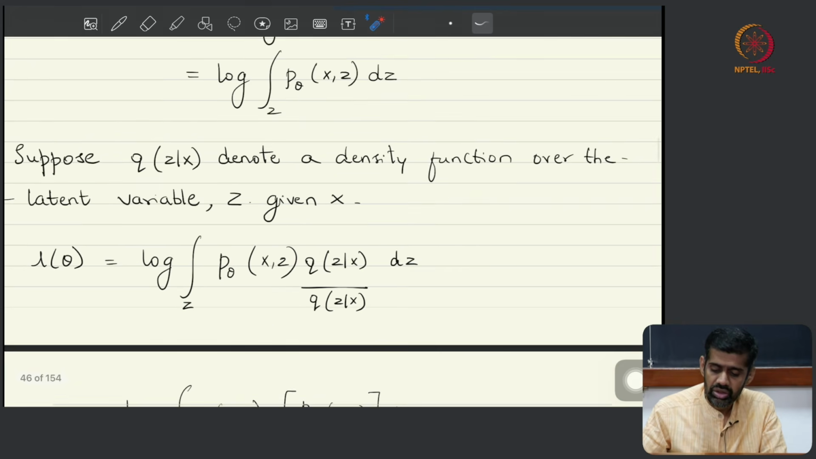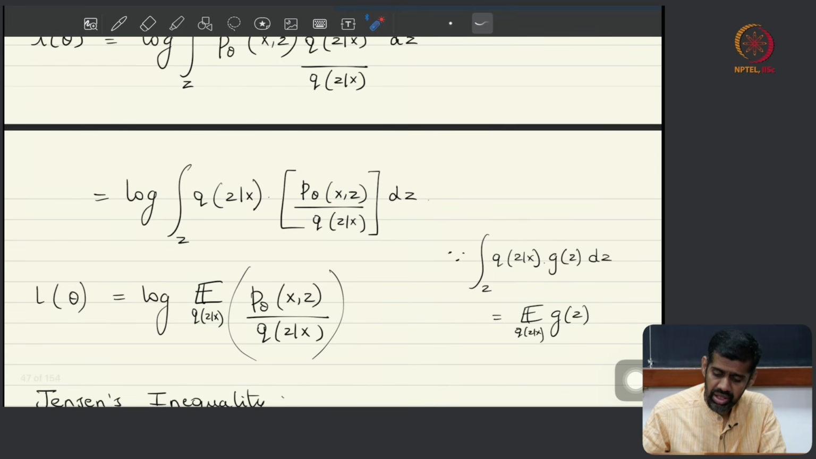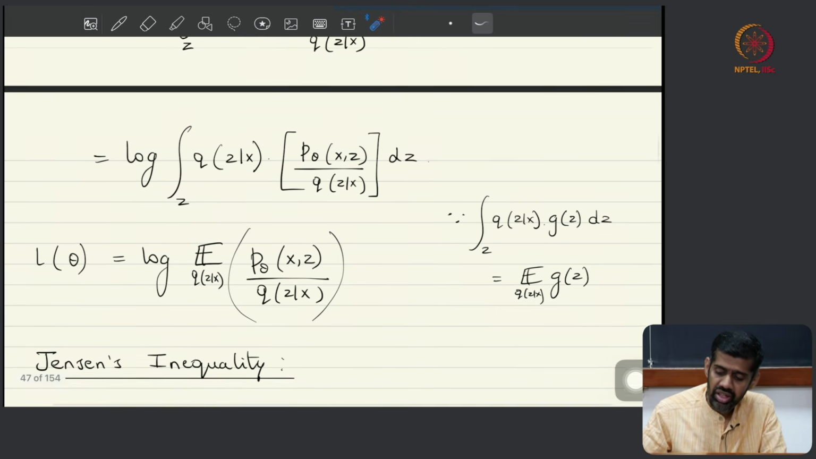Now, our objective is log of integral p theta x and z. Multiply and divide this integral by the density function that you started with. Since it is a density function, all values of it are non-negative, and multiplying and dividing the integrand by it does not change the integral, correct. So, that can be done. Now, we do a little bit of algebra, take out q of z given x and group the other terms here. So, q of z given x times p theta of x and z divided by q of z given x, dz is what the integral is going to be.